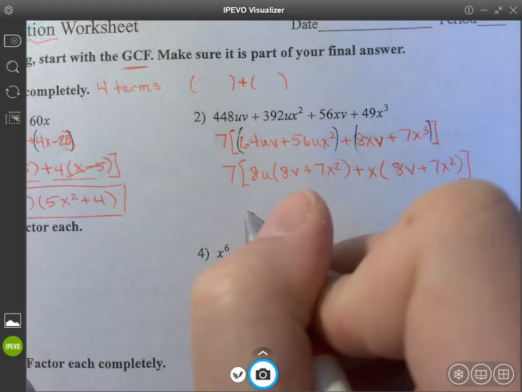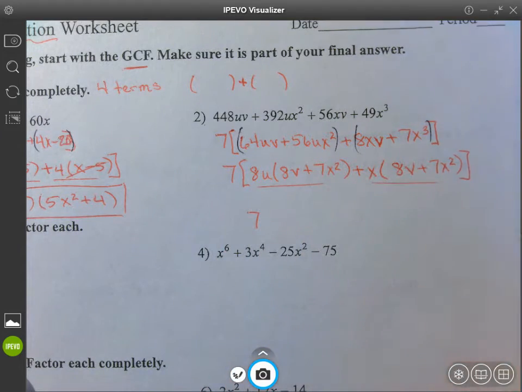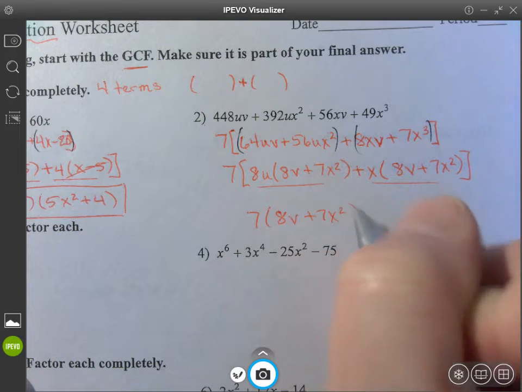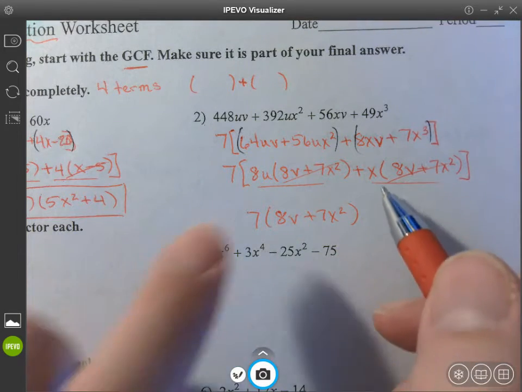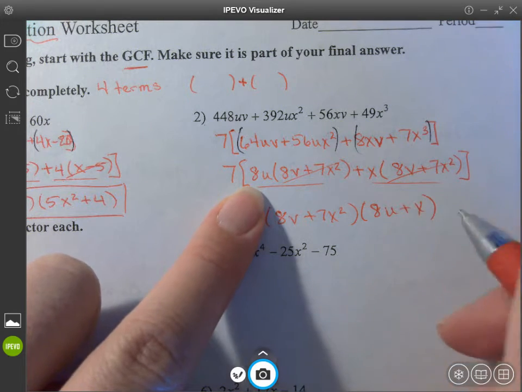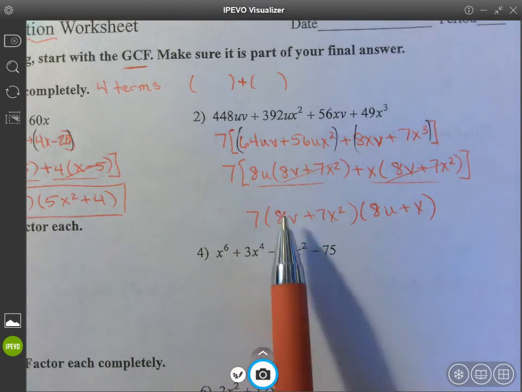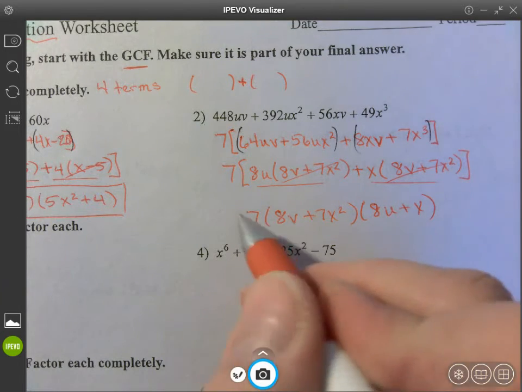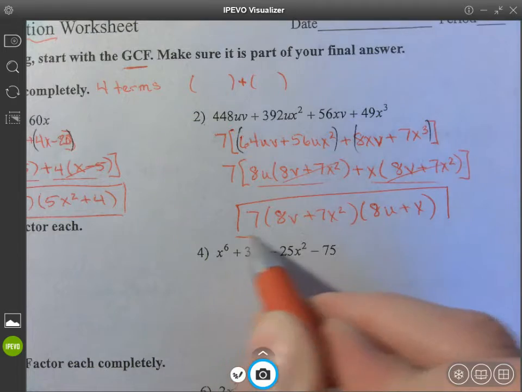Okay, so there we have it. If we look at these 2 pieces, they both have the 8V plus 7x squared. So that comes out, and you're left with 8U plus x. So take a minute, double check yourself. Any common factors, variables, higher powers that need broken down, and we are set.